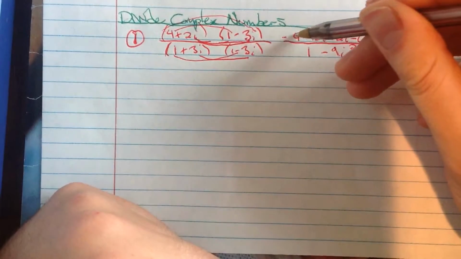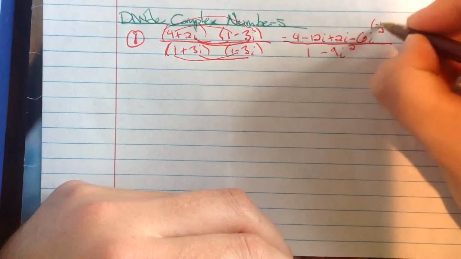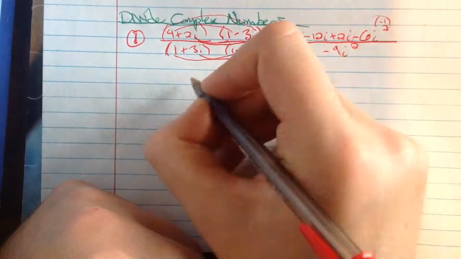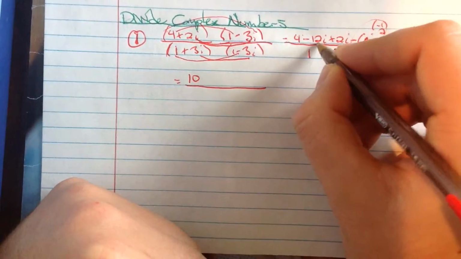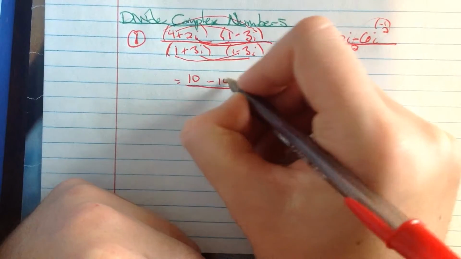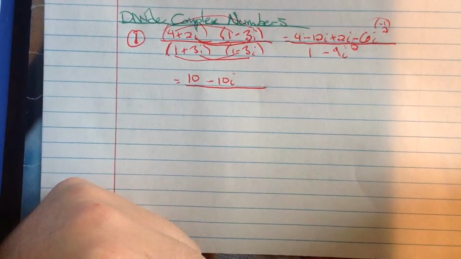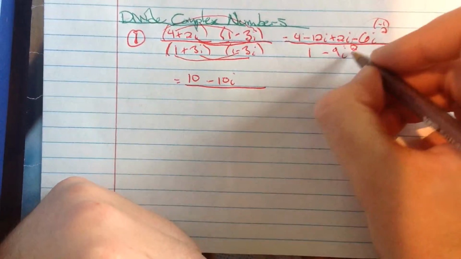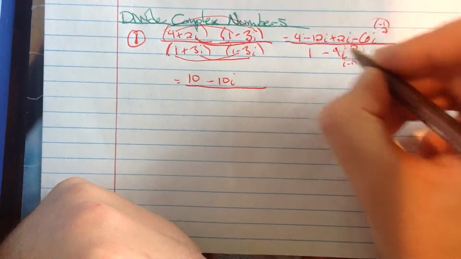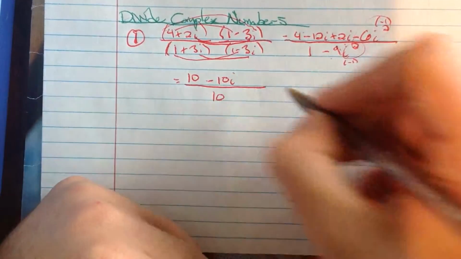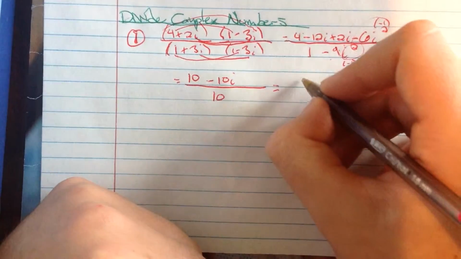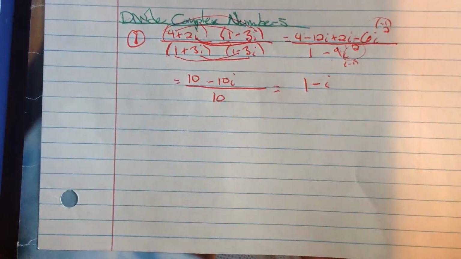Combining like terms, 4, and this is negative 1, so it's 4 plus 6, or 10. Negative 12i plus 2i is minus 10i. Remember, this right here is minus 1. So in other words, I have 1 plus 9 here. So I have 10. Reducing everything, I get 1 minus i.